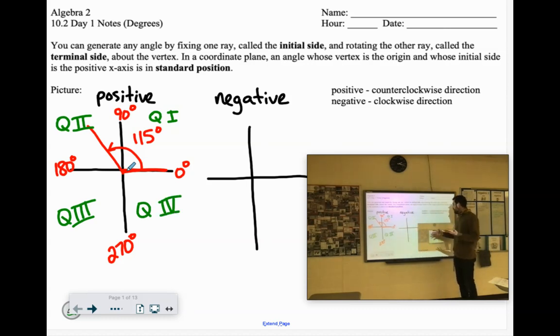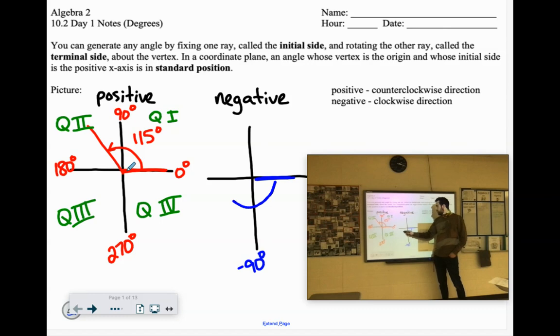Now, negative angles like this are going to go in the opposite direction. They are going to go clockwise. So they still have the same initial side here. But when they're going down here, like this would be negative 90 degrees because you're rotating in that direction. So if we were to go like this, it might be negative 150 degrees rotation. So here would be negative 180 degrees. Here would be negative 270 degrees.